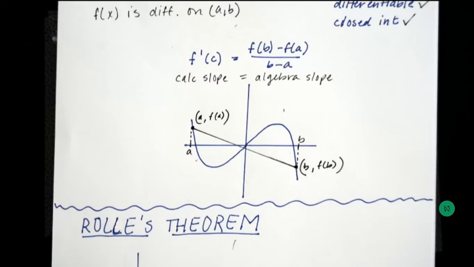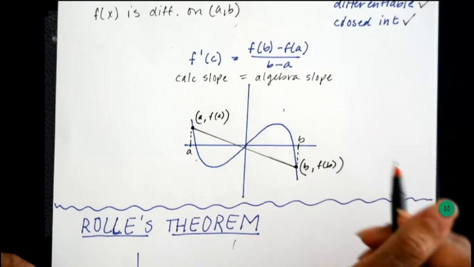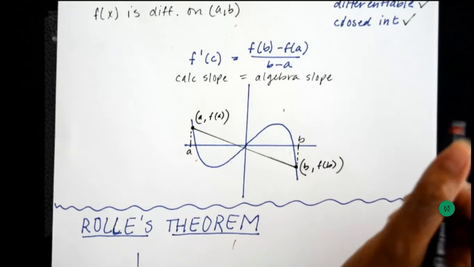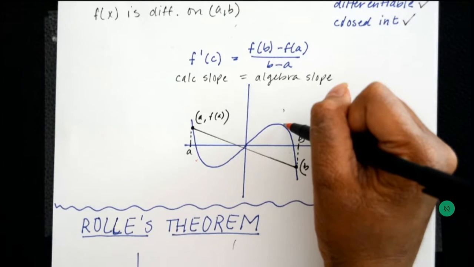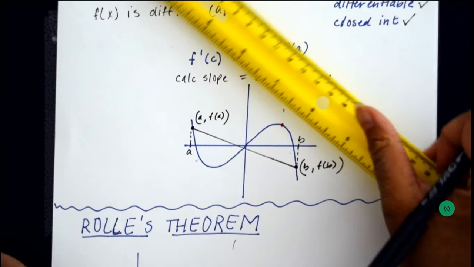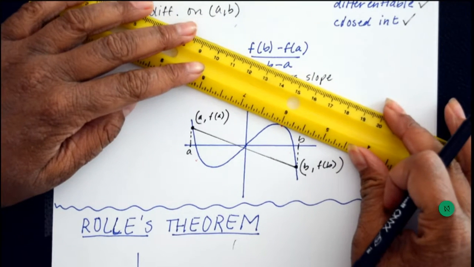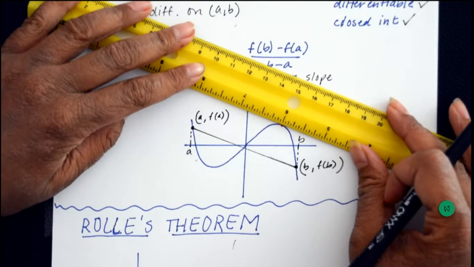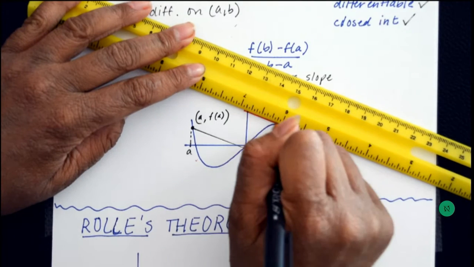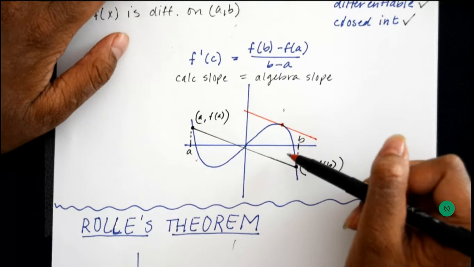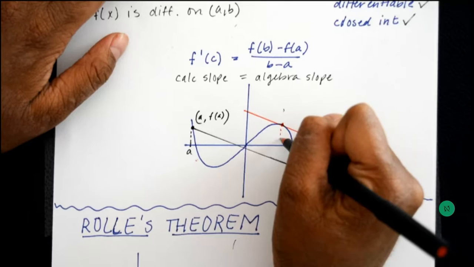Now, what the mean value theorem says is that there must be at least one point C on this graph where if we draw a tangent line at that point, it's going to be parallel to this secant line. So I would estimate that somewhere about here, if we draw the tangent line, it should be parallel to this secant line. So let's draw a tangent line. That line is about parallel to the secant line. So we can call this point C.